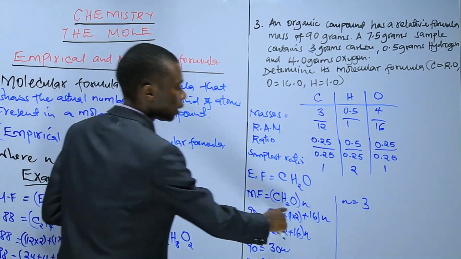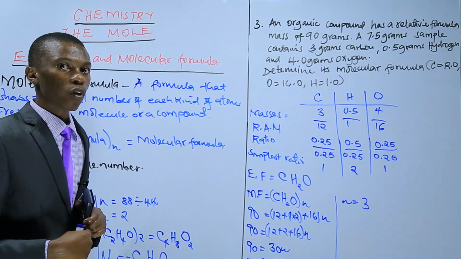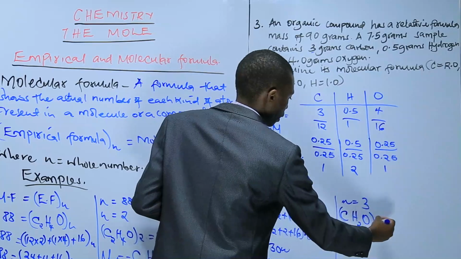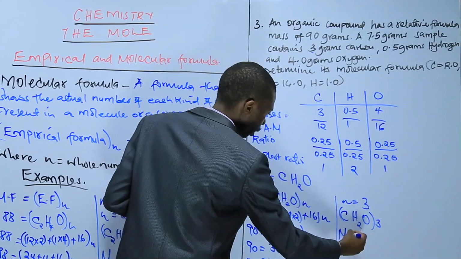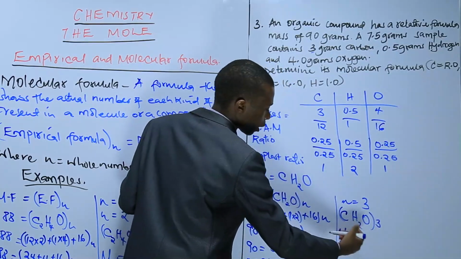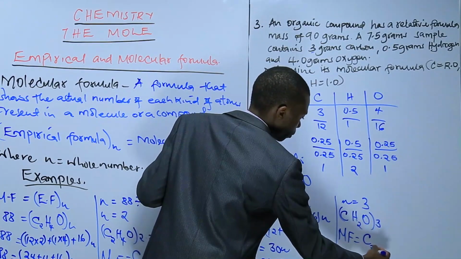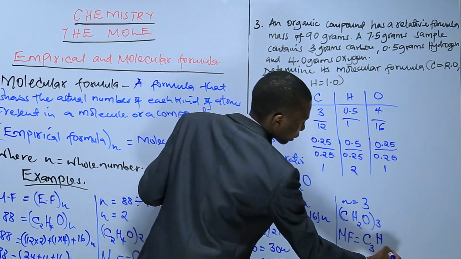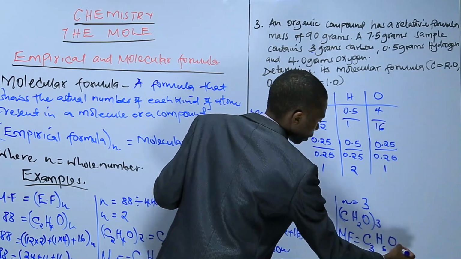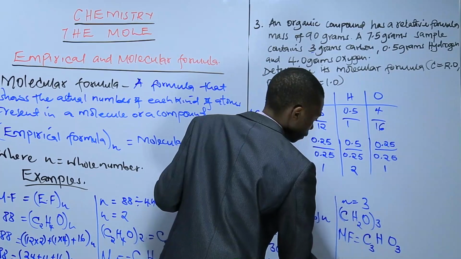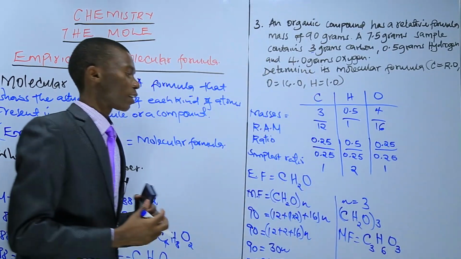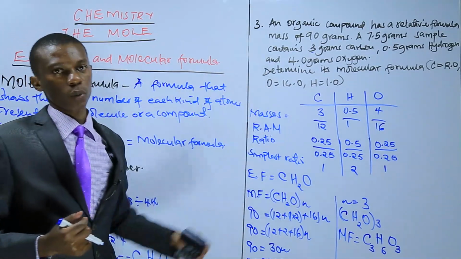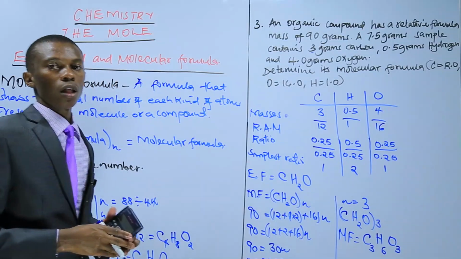And therefore, just come here and substitute the value of N. CH2O, substituting 3: the molecular formula will be 3 times 1 carbon atom, then it will be C3. You'll have 3 atoms. Hydrogen will be 3 times 2, you get 6. And oxygen, 3 times 1, you get 3. Therefore, C3H6O3 is the molecular formula of the organic compound. And that is how you go about those questions.